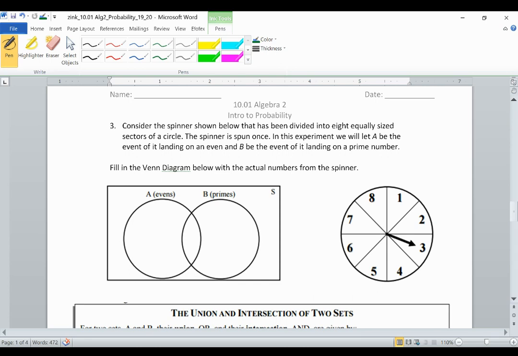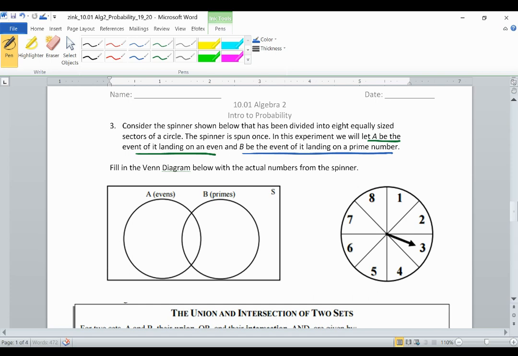And the next thing we're going to look at is some Venn diagrams, and then we're going to continue talking about our sets. So consider the spinner shown below that has been divided into 8 equally sized sectors of a circle. So it's equally likely that you land on any of these 8 spots. The spinner is spun once. In this experiment, we will let A be the event of it landing on an even number, and B is the event that it lands on a prime number.